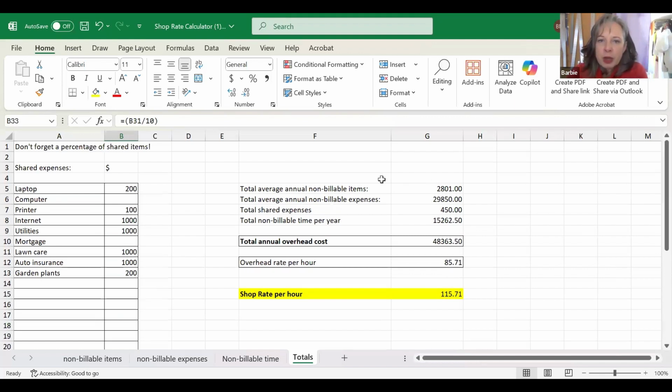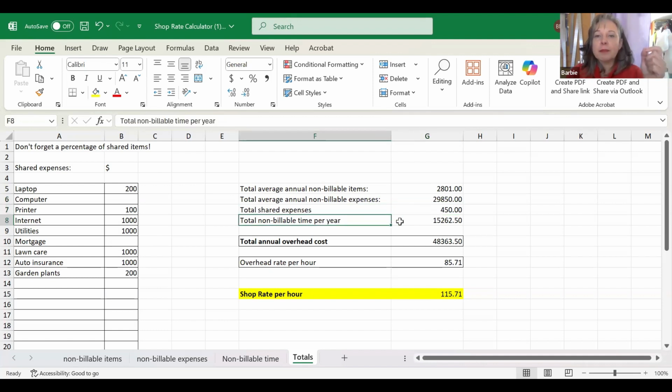Okay. Now, all of these numbers here are pulled from the previous pages. Okay. Your total average annual non-billable items. Okay. Total average annual non-billable expenses. Wow, that's a really big number. It sure is because it includes all of my conference fees. It includes my travel. It includes health insurance. It includes dental. It includes a gym membership. All those things. It is right in this number. Okay. Total shared expenses. That's from right here.